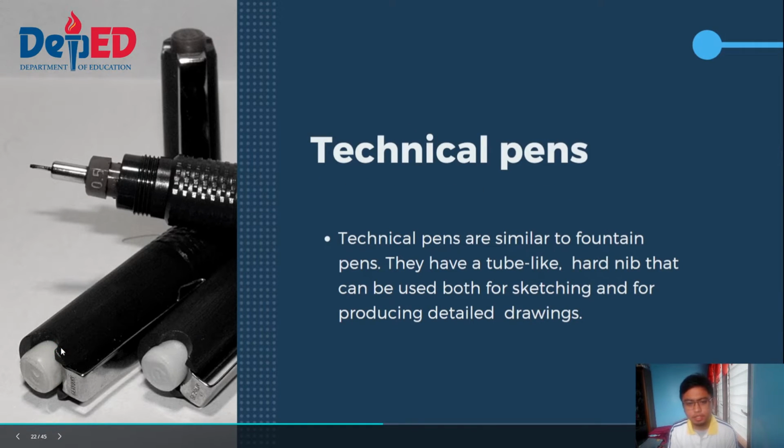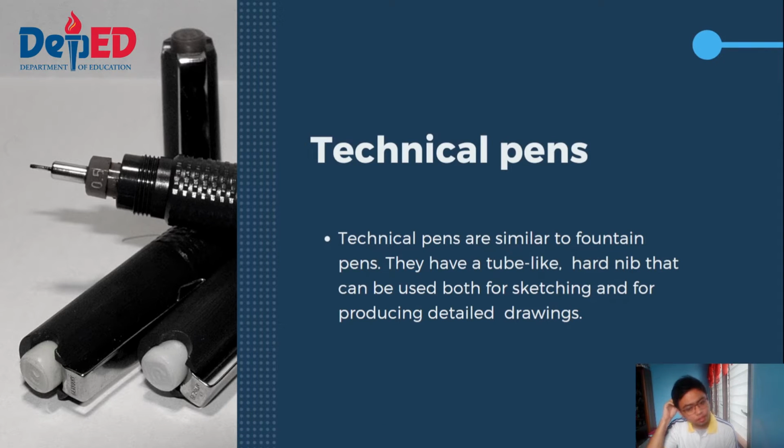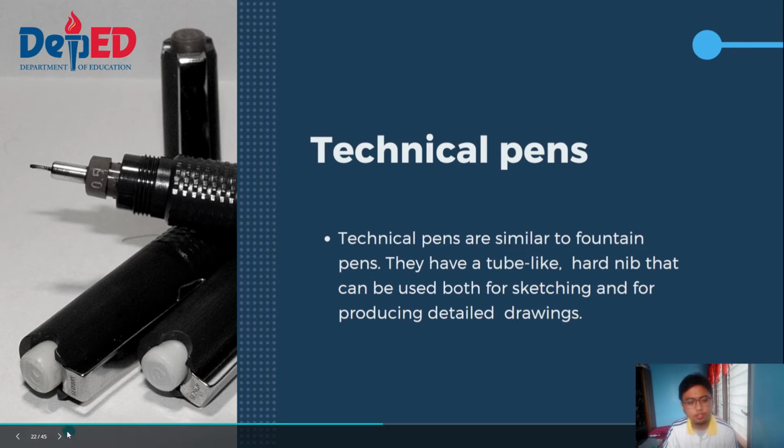Technical pens. Basically, technical pens are similar to fountain pens. They have a tube-like hard nib that can be used both for sketching and for producing detailed drawings. So this is more on detailing your work. This is mostly used by architects and engineers.